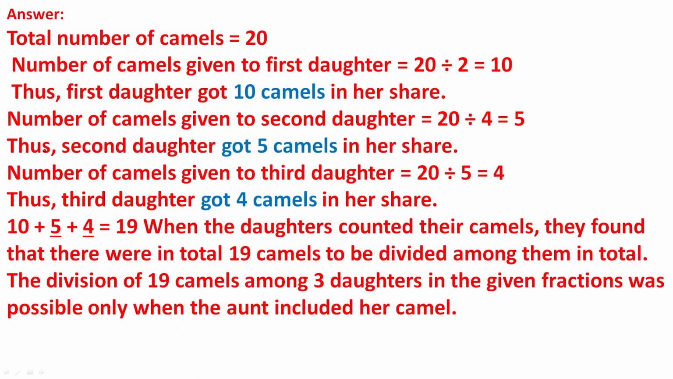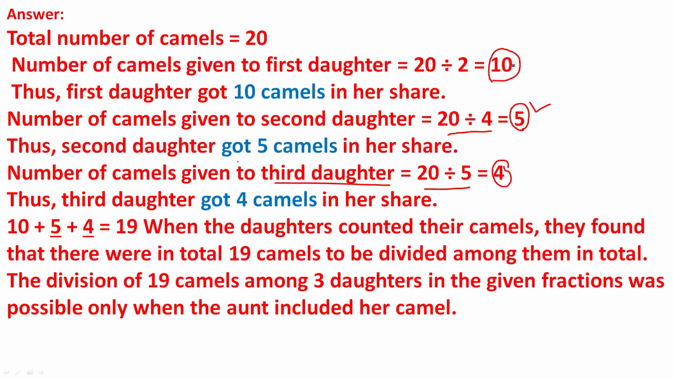Second one. What is the condition for the second daughter? The second daughter will get 1/4. So 20 divided by 4 is equal to 5 camels. The first daughter will get 10 camels, the second will get 5, and the third one will get 1/5. That means 20 divided by 5 is equal to 4 camels.